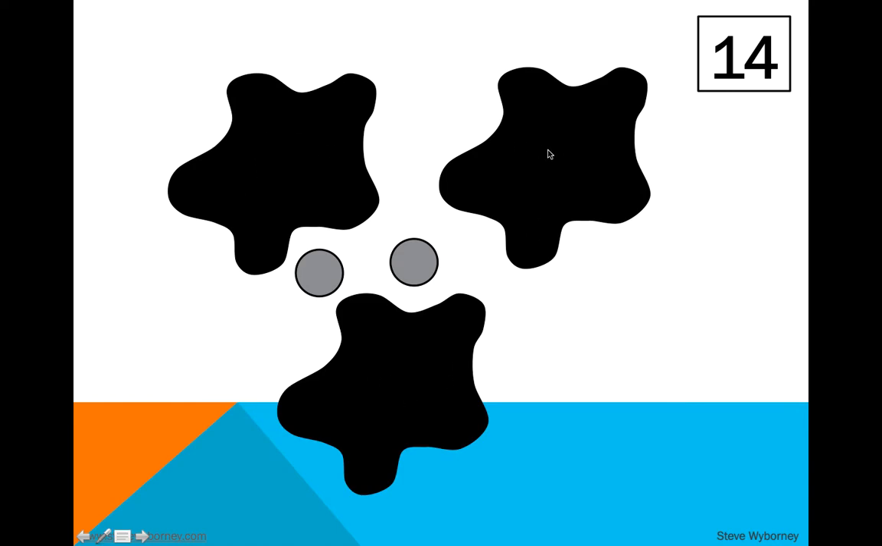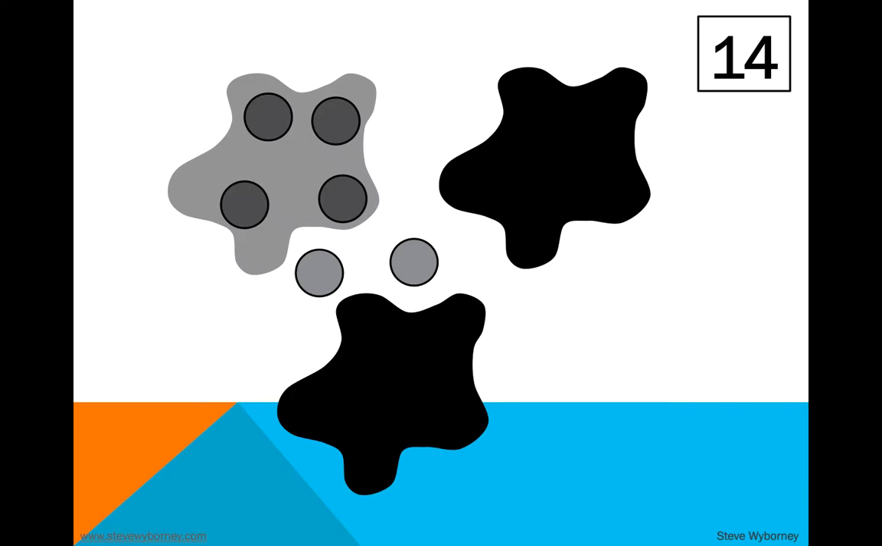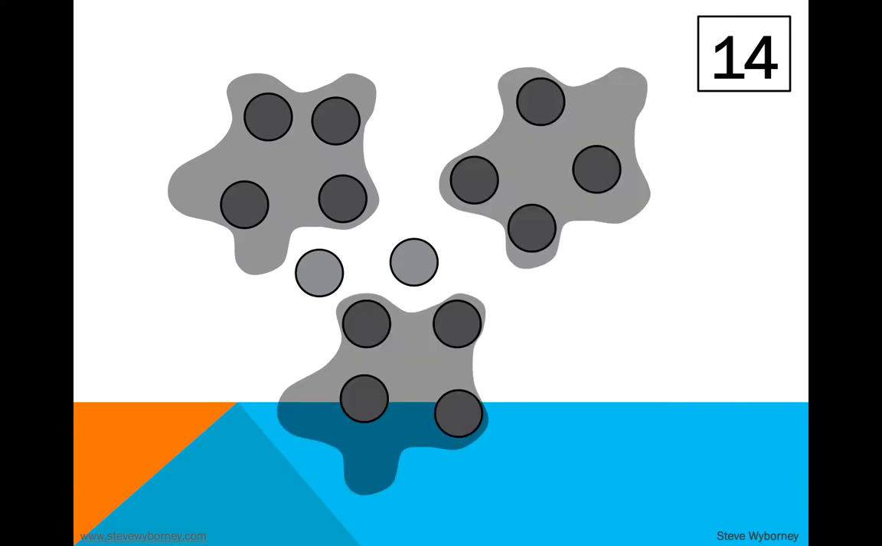But they separated those into 3 groups. So what do I know about 12 and 3? Oh, well, I know that 3 times 4 is 12. So let's check. Yeah, there are 4 in each of these groups. So I have 4 times 3 is 12, and 12 plus 2 is 14.